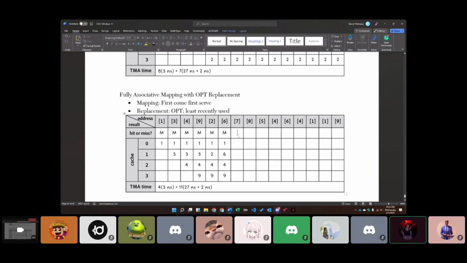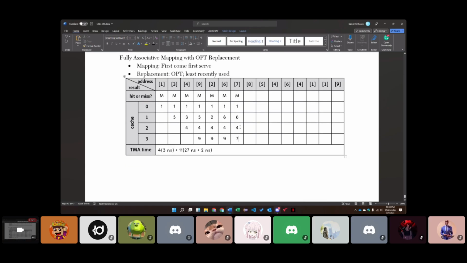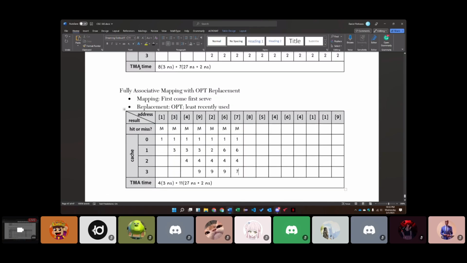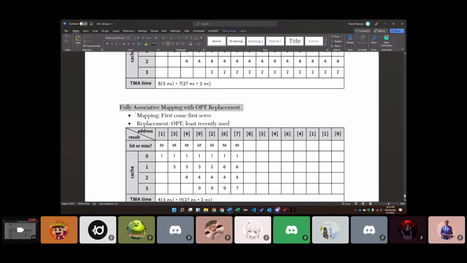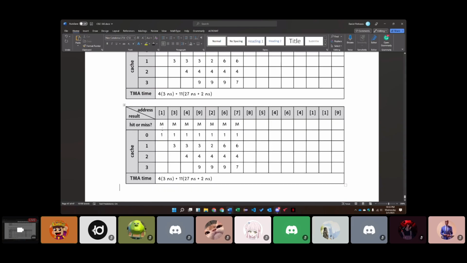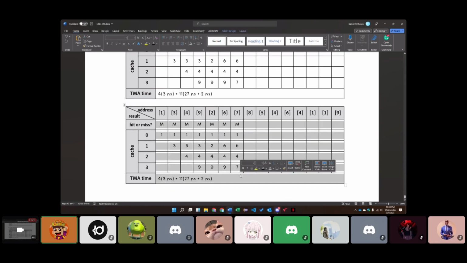I got you. Like it would be 1, 6, 4, 7. That's what the block algorithm does.